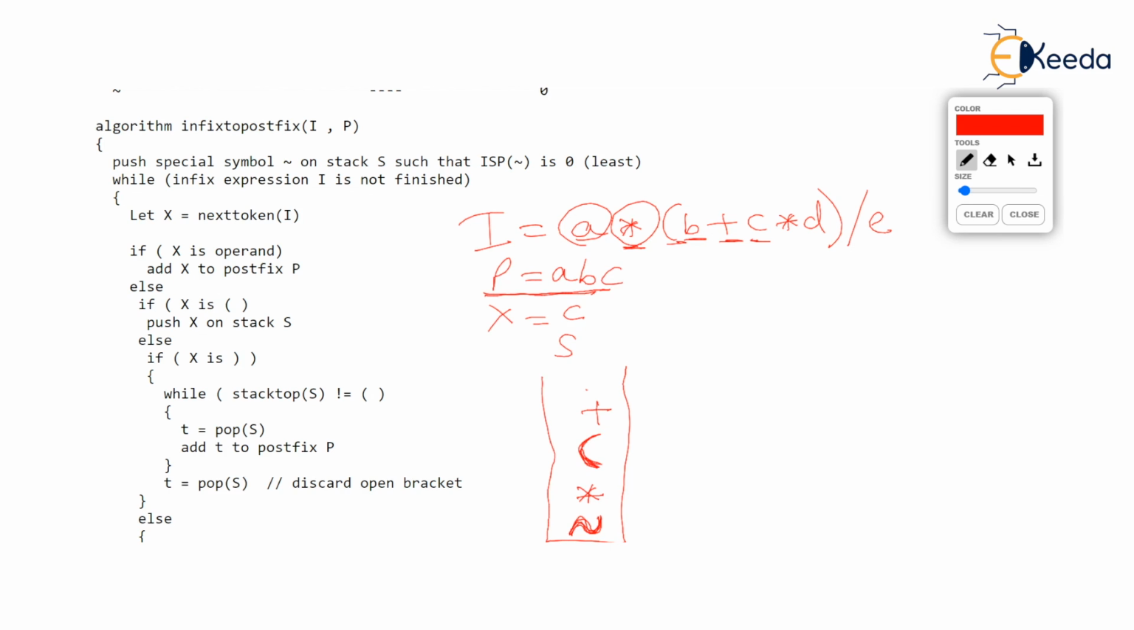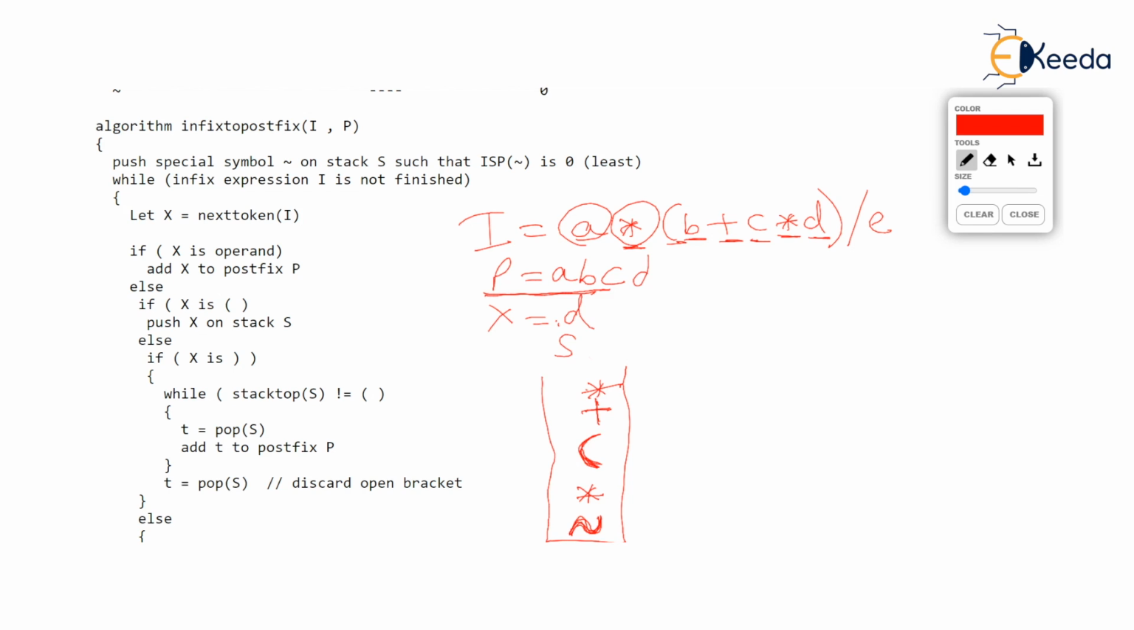Now the next token is multiply. Observe, X is multiply. Then multiply must go on top of the stack. But can multiply go on top of plus? Of course, yes, multiply has higher priority than plus. No need of adjustment, isn't it? No need of popping any existing operators. Now the next token after multiply is D. Check this. D is an operand, so simply add it to postfix.